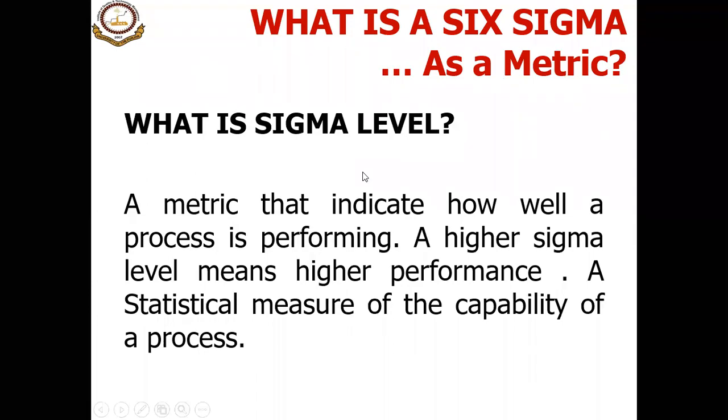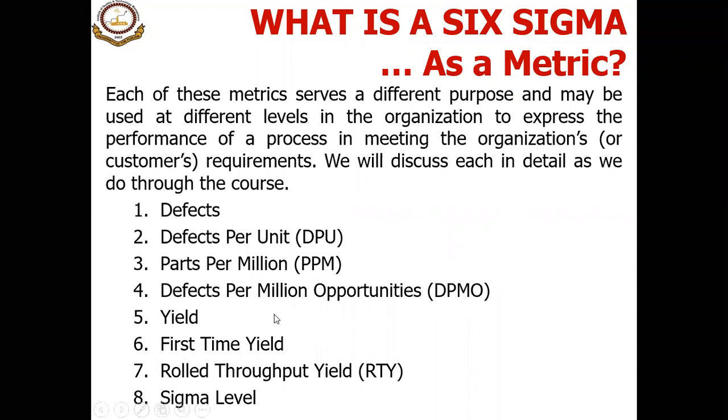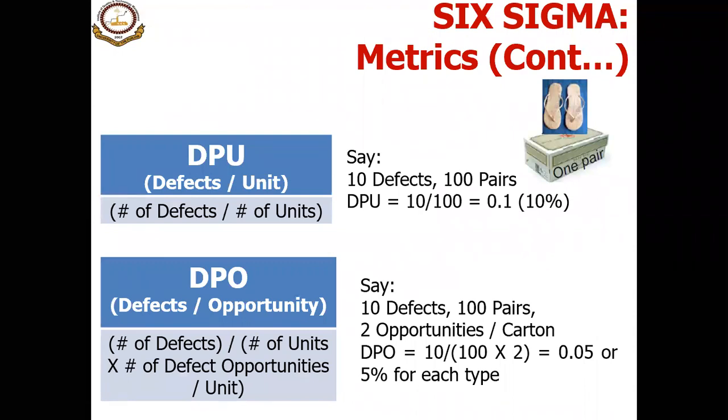In order to calculate the sigma level, we need to identify these metrics. So let's discuss these metrics with an example. Let's say we are manufacturing this pair of shoes, and the unit we are considering is a pair. So one unit is one pair of shoes, and we found that out of 10 pairs, that is a sample, we found 10 defects. In order to calculate the first metric, defects per unit, it would be simply the number of defects divided by the total number of units. But the second part is if you want to calculate defects per opportunity. So how do you define the opportunity and how is it different from the unit?